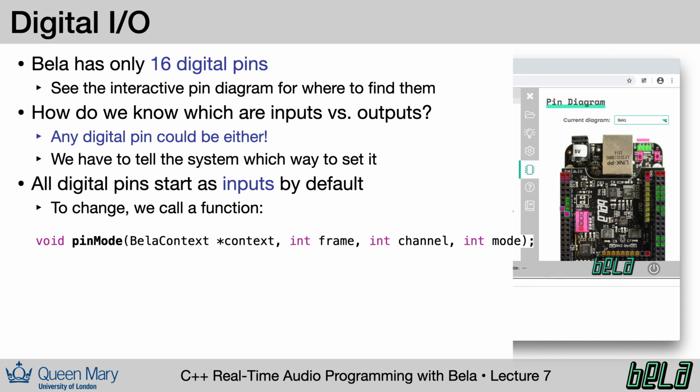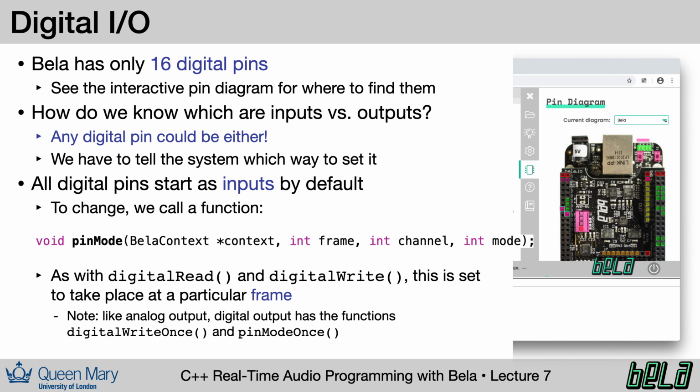To do this, we have another function called pinMode, which can tell a pin to be either an input or an output. Just like digitalRead and digitalWrite, pinMode will take a reference to the Bela context, and it'll take a reference to which frame we want the pin to change at. Therefore, we can change pins from inputs to outputs and back again on the fly.